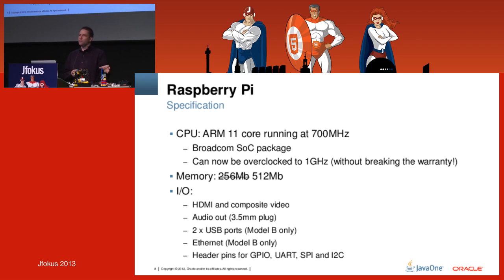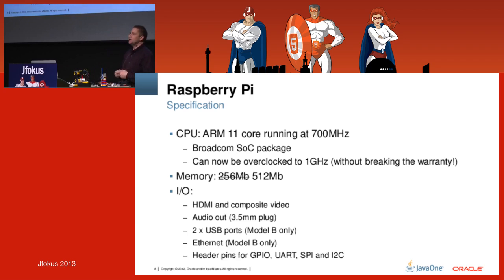And the Model B has an Ethernet port as well. Other nice thing, which allows you to do more exciting things, is the fact that you've got a bunch of pins that are soldered onto the board. And those give you access to various internal parts of the system through what are called GPIO, general purpose I/O.